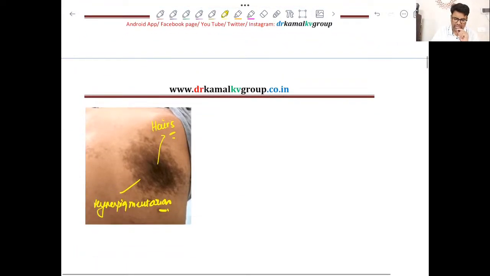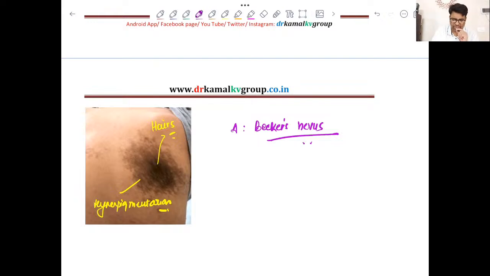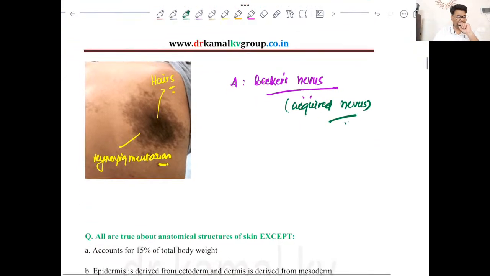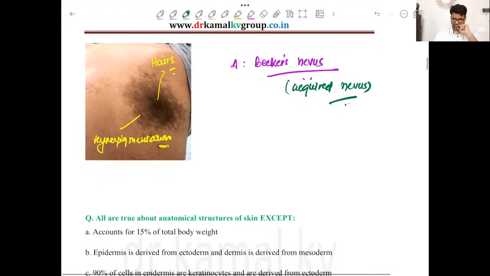So this is actually known as Becker's nevus, right? It is a variety of acquired nevus, right? So this is Becker's. Very good, KK, very good. This is Becker's nevus, and I don't think that it will be repeated again, so it's not that important a question as such. So this is Becker's nevus.